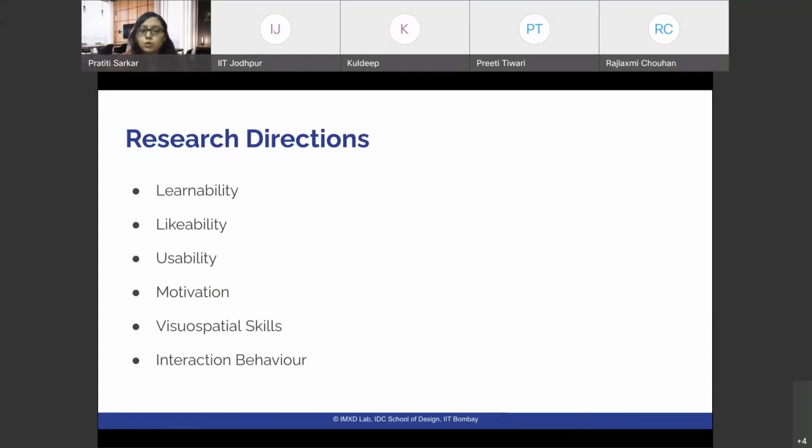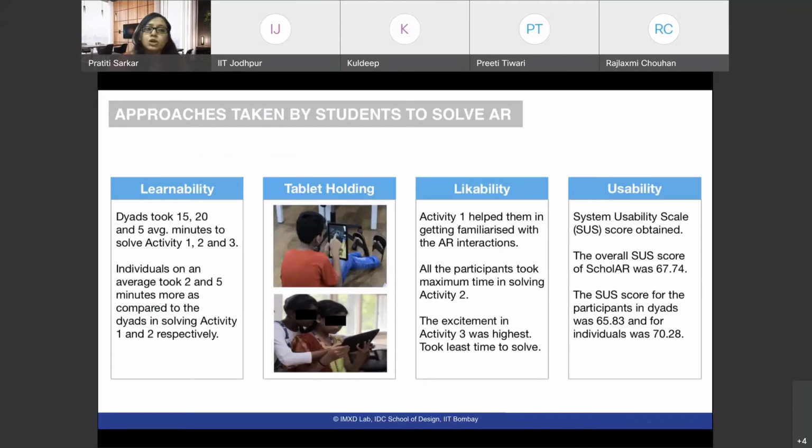So I'll just quickly go through everything we observed in the process. Learnability wise, we wanted to see how much time the dyads were taking in each of the activities and how much time the individuals were taking. Then, what is the pattern of holding the tablets? Does that influence the way they're trying to learn the topic?